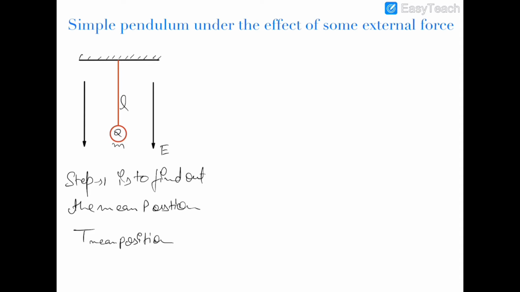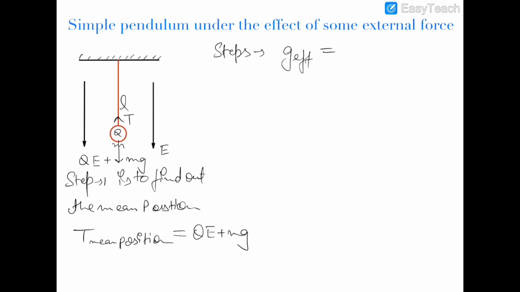So first of all, let us suppose that T is acting on this ball in the upward direction, and mg is acting in the downward direction, as well as qE is acting in the downward direction. So the tension in the mean position will be qE plus mg. Now this is step 1. I am repeating step 1 again, that we have to find out the mean position of this pendulum with the new force acting on it, and we have to find out the tension acting in the rope in this mean position. Now step 2 says that we have to find out g effective.